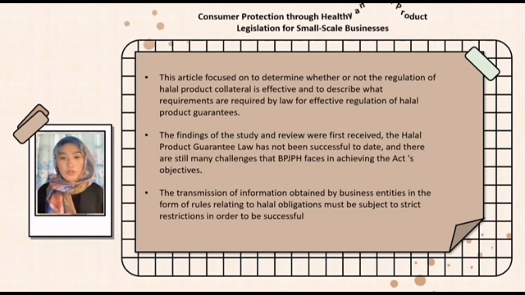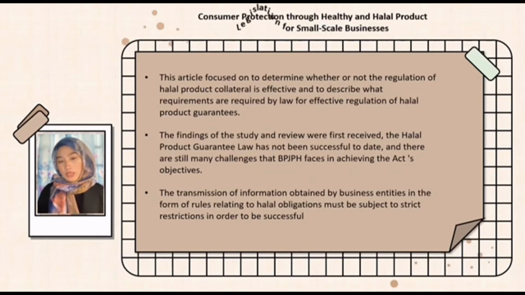The findings of this study and review were, first, that the halal product guarantee law has not been successful to date, and there are still many challenges that BPJPH faces in achieving the Act's objectives. The transmission of information obtained by business entities in the form of rules relating to halal obligations must be subject to strict restrictions in order to be successful.